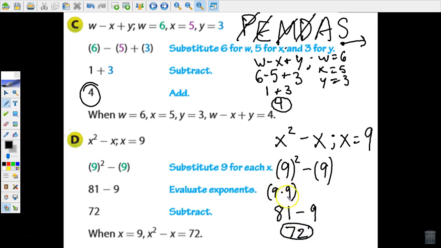Class, you do not have to write this out. I was just doing it to show everybody. Okay? Just to show you that 9 squared equals 9 times 9 and not 9 times 2. Okay? It is 9 times 9. I cannot say that enough. It is 9 times 9 to get 81. Okay?